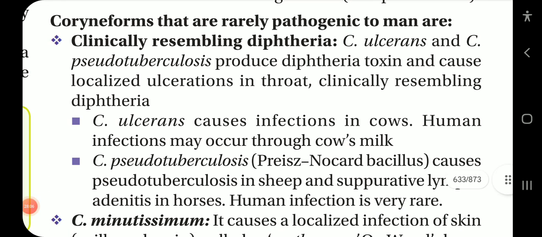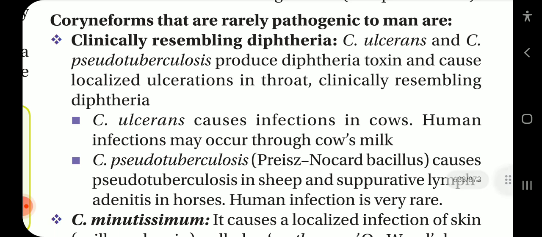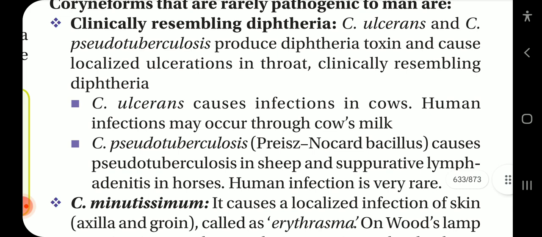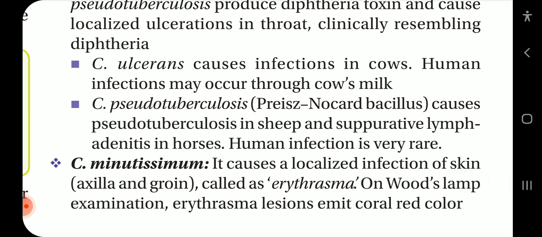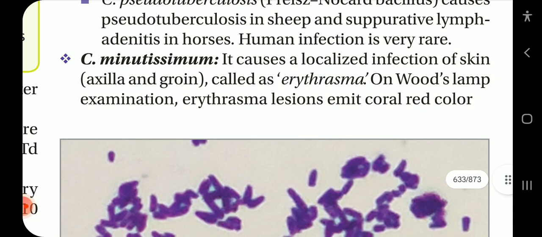Coryneforms that are rarely pathogenic to man but clinically resemble diphtheria: Corynebacterium ulcerans and Corynebacterium pseudotuberculosis produce diphtheria toxin and cause localized ulcerations in the throat, clinically resembling diphtheria. Corynebacterium ulcerans causes infection in cows. Human infection may occur through cow's milk. Corynebacterium pseudotuberculosis, the Preisz-Nocard bacillus, causes pseudotuberculosis in sheep and suppurative lymphadenitis in horses. Human infection is very rare.